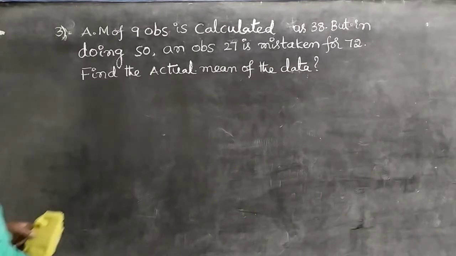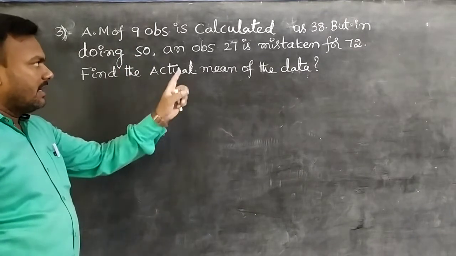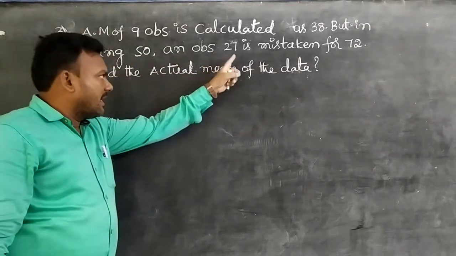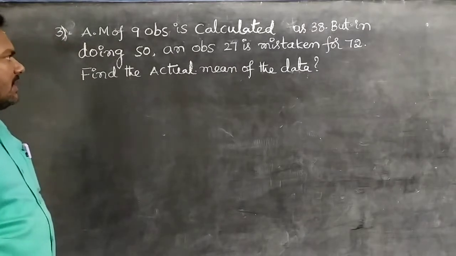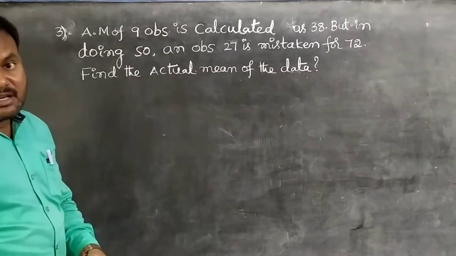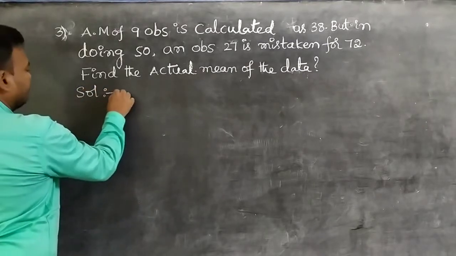Observe, students. The arithmetic mean of 9 observations is calculated as 38, but in doing so, an observation 27 is mistaken for 72. Find the actual mean of the data. Observe here, students. Solution given.